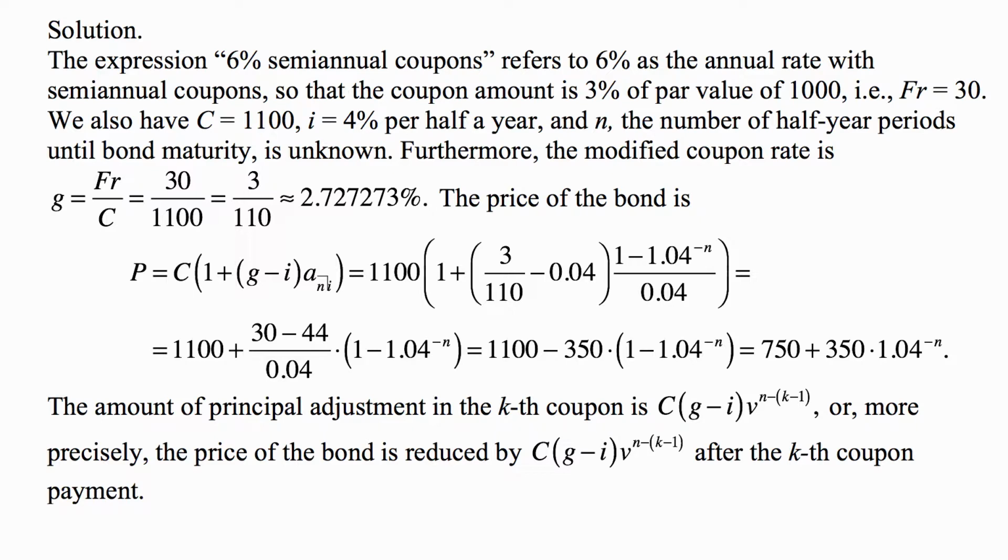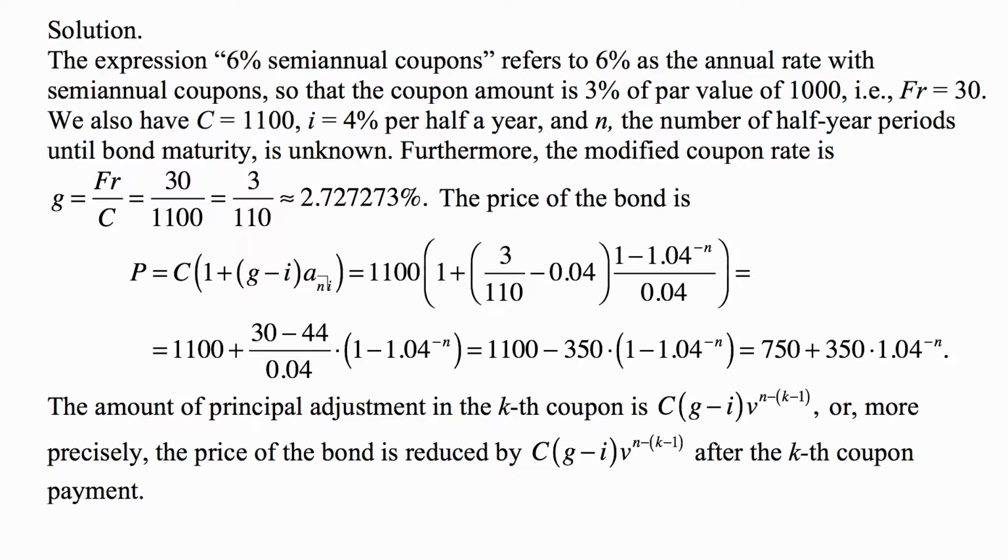We don't know it. Furthermore, the modified coupon rate is the rate g, such that when it's multiplied by C, it gives you the same value as F multiplied by r. That's called the modified coupon rate. And of course, most of the time the redemption value is the same as the par value, but it's not the case here, and that's why it matters. And g is equal to 30 over 1100, so 3 over 110, and that's about 2.7272 into infinity, roughly 2.73%, if we want to make it shorter.